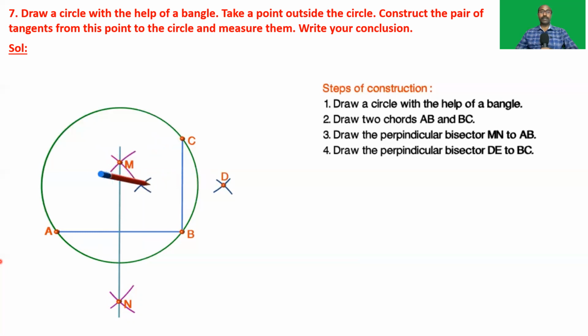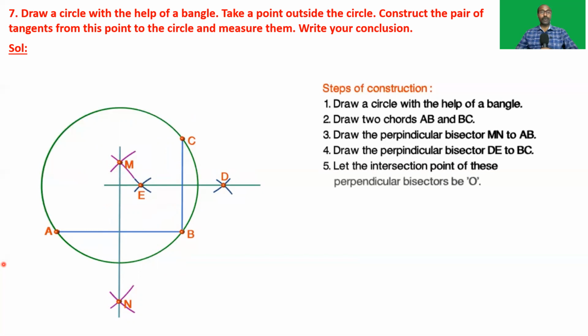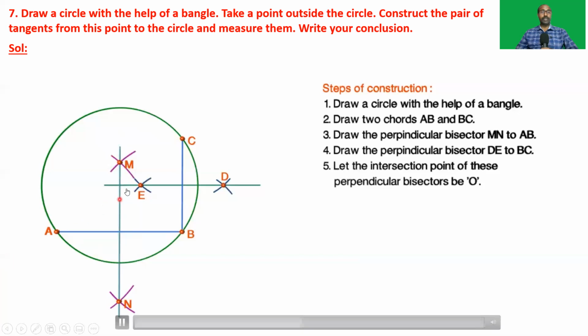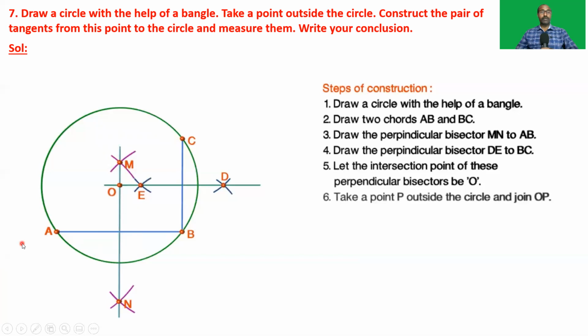So it's a very interesting question. Observe carefully. Now, these perpendicular bisectors are intersecting at O, which is the center of the circle. So let the intersection point of these two perpendicular bisectors be O. So this is the intersection point. O is the center of the circle now.